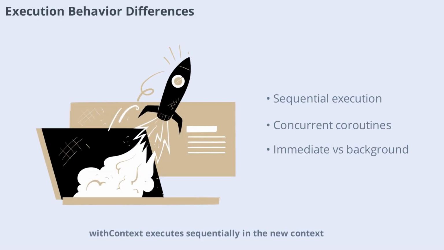withContext executes sequentially in the new context, suspending the current coroutine. Launch and async, on the other hand, launch concurrent coroutines that run independently. This difference is important when deciding how to structure your code, especially for tasks that require immediate results versus those that can run in the background.